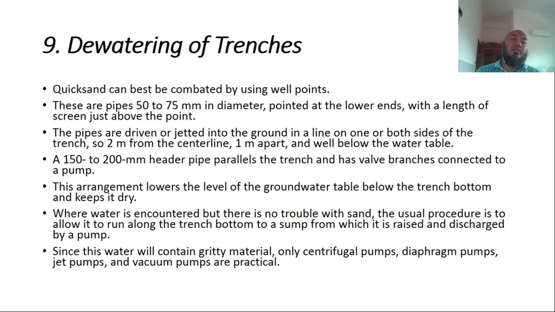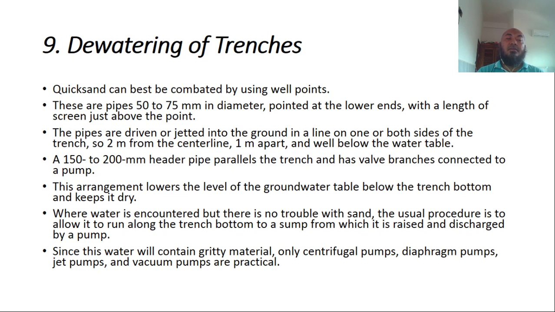So quicksand can best be combated by using well points. These are pipes around 50 to 70 millimeter in diameter, pointed at the lower end, with a length of screen just above the point. The pipes are driven or jetted into the ground in a line on one or both sides of the trench, 2 meters from the center line, 1 meter apart, and well below the water table.